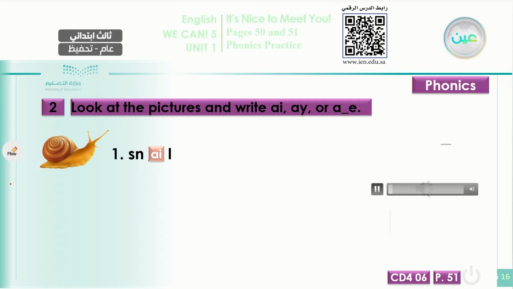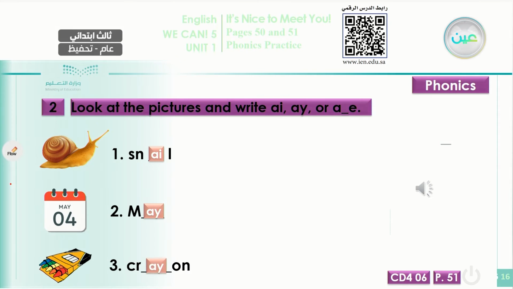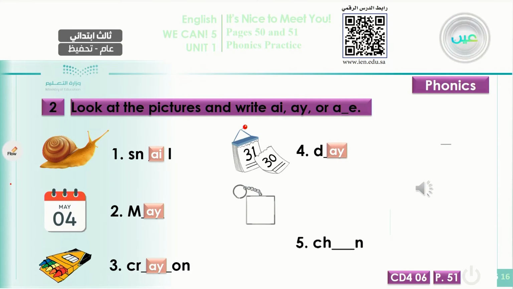Exercise 2. Look at the pictures and write A-I, A-Y, or A-E. Number 1. Snail. Number 2, May. Number 3, crayon. Number 4, day. Number 5, chain. Number 6, raincoat.